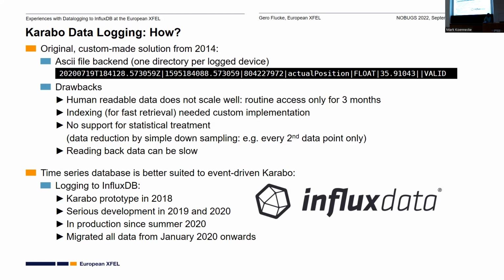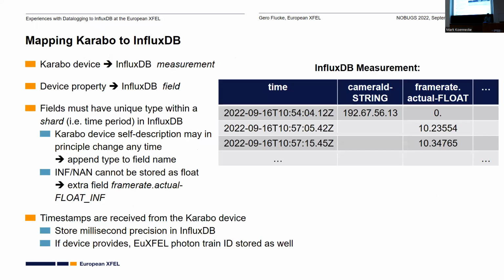A time series database fits well to the event-driven Karabo. So our endeavor started with a prototype in 2018, a series development in 2019 and 2020, and it's in production since summer 2020. We migrated all data from January 2020 onwards into this new database system.